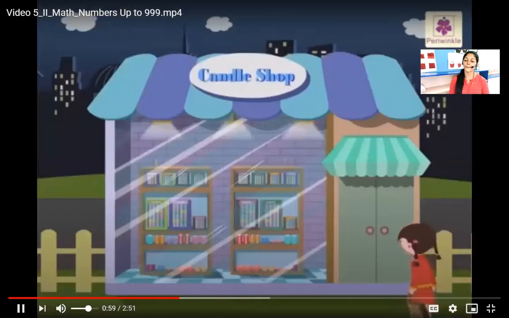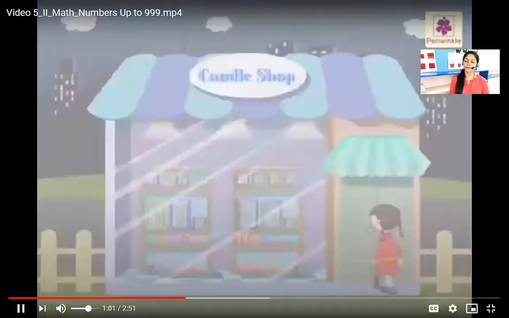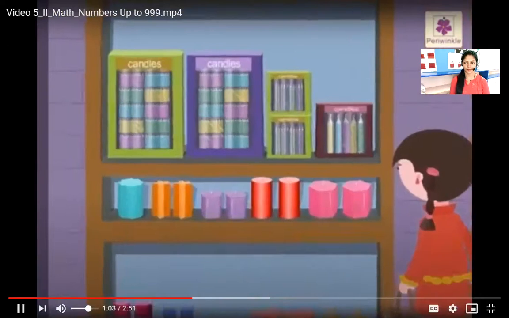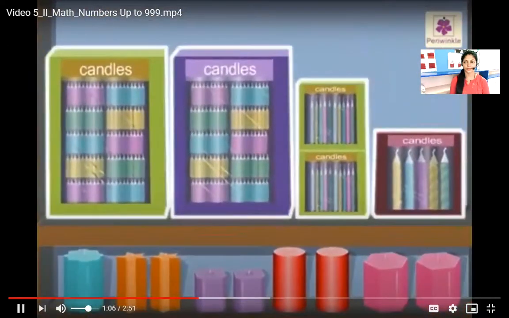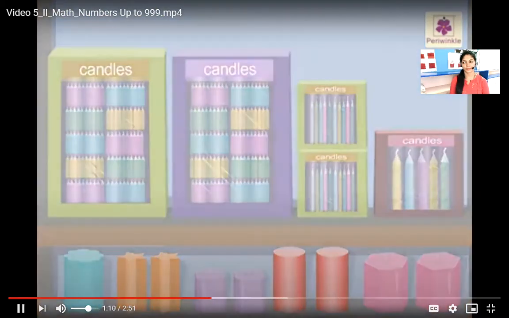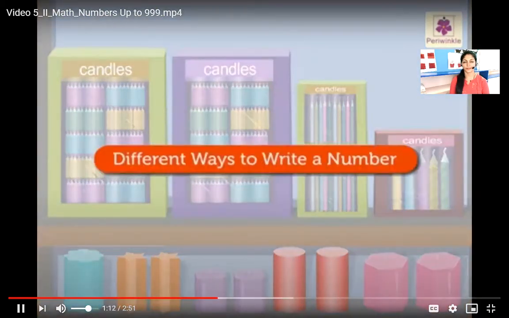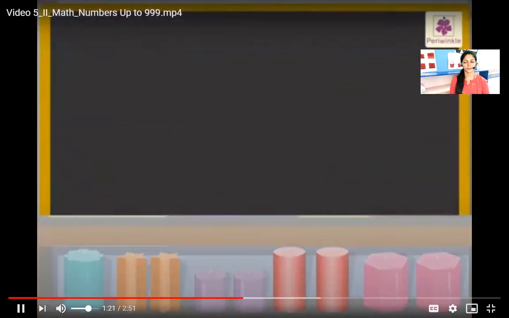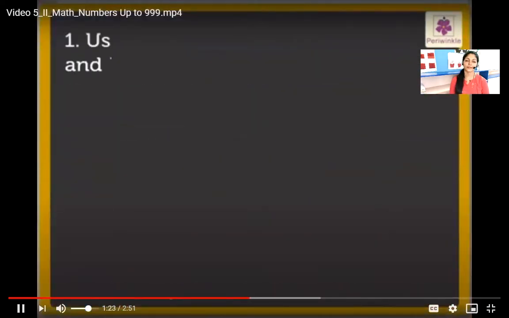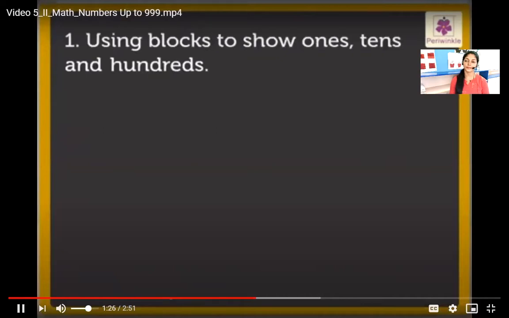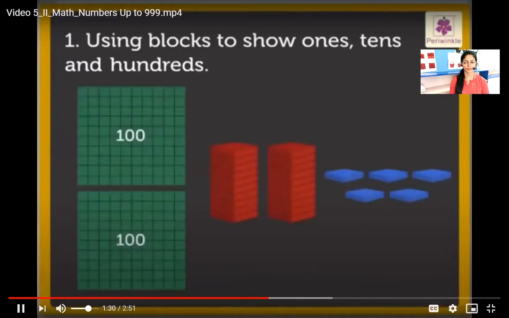Now, let us join Nancy. She is buying some candles. She bought 225 of them. Do you remember? We can write a number in different ways. Let us see the different ways to show the number 225. 1. We can use blocks to show the ones, tens and hundreds in the number.